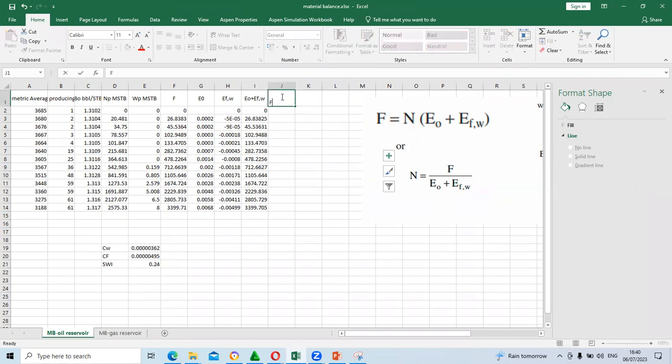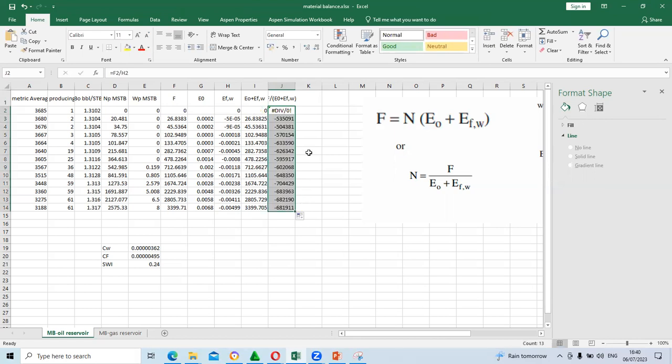So we have F divided by E0 plus EFW. All right. So it means that we have to take our value of F. So we have our equal to, we take the value of F divided by this. It will give us error, no problem, because 0 all over 0 does not exist, but the formula will still work in all the cases.